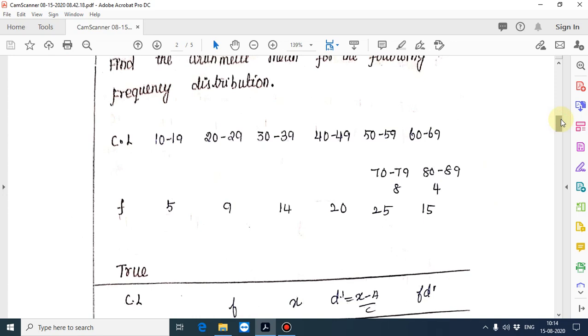Find the arithmetic mean for the following frequency distribution. Here see what values you have. 10, 19 is not absolute. The values are not absolute: 19, 29. So we can't get the exact answer. So in the class interval we will change it like 9.5 to 19.5, 19.5 to 29.5. If we get 11 or 1, we have to change like that also.